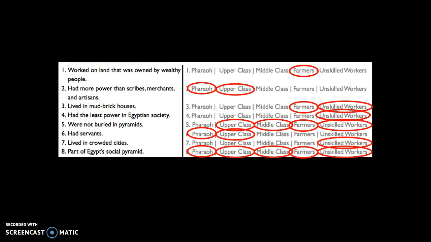Number 5, were not buried in pyramids. You should have every single person circled except for Pharaoh. Pharaoh was the only person buried in the pyramid. For number 6, had servants. Should have had Pharaoh and upper class. And 7, lived in crowded cities. Unskilled workers. And then for 8, part of Egypt's social pyramid. Every single person should have been circled.